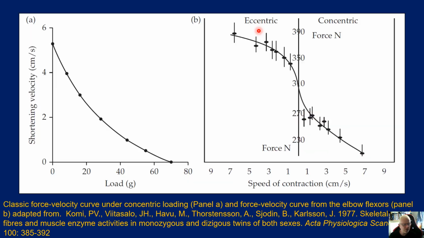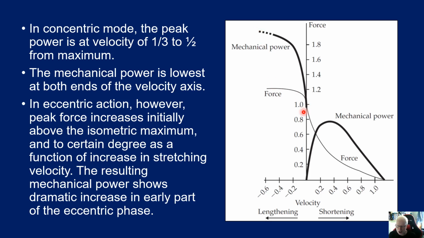before I then accelerate. So how does that relate to what we see in terms of the muscle actually in action? Well, as I've got here, in concentric mode, the peak power is at a velocity of 1/3 to 1/2 from maximum. So here's the power on the graph, and what we can see is there's the peak power, and it's about 1/3 to 1/2 of the point in the relationship between velocity and force. So again, here's our concentric relationship. We know that the mechanical power is lowest at the two extremes of the force-velocity relationship.